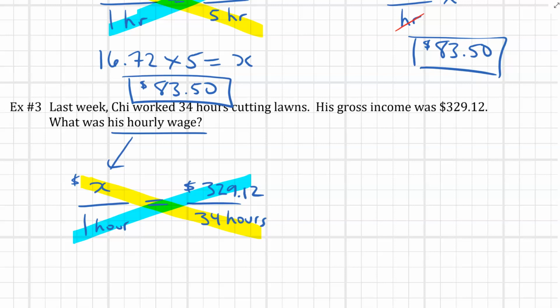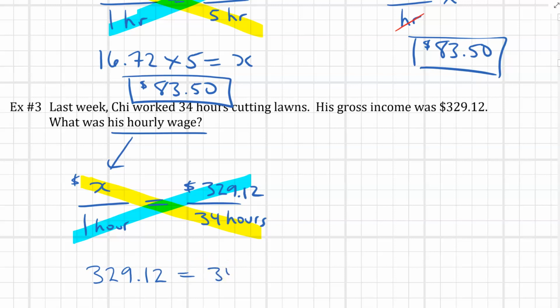So $329.12 times 1, that's the blue part, something times 1 is just itself. So I'll say 329.12 is equal to x times 34. So how do we write x times 34?